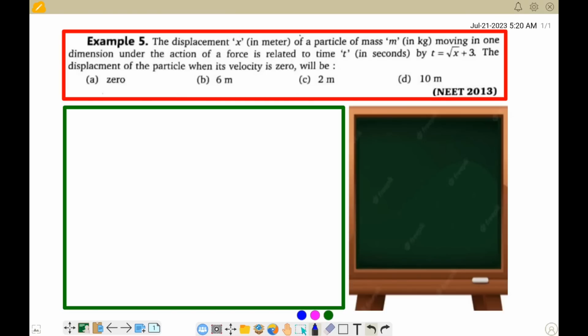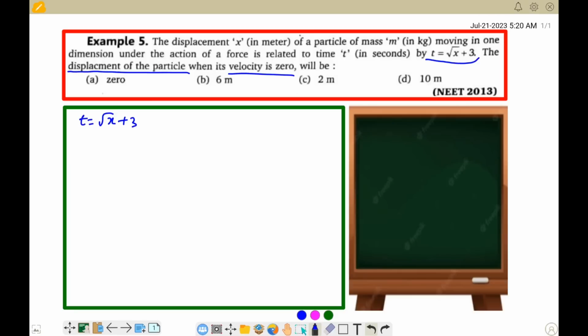Now, see what is given. It is given that time t is equal to root x plus 3. The problem asks us to find the displacement of a particle when velocity is 0. So first of all, you have to find the velocity by differentiating this equation. But this equation is not in a proper order. You have to first arrange it properly, then you can find the displacement.